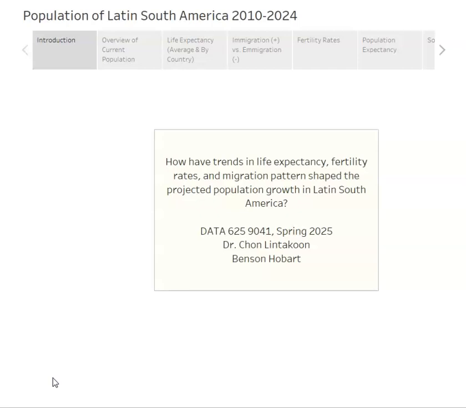Today we're going to be taking a look at how trends in life expectancy, fertility rates, and migration patterns have shaped the projected population growth in Latin South America. We're going to be using data that's been collected from 2010 to 2024.